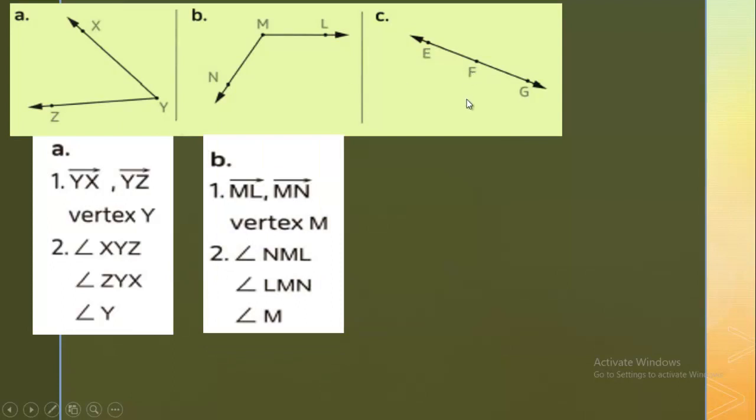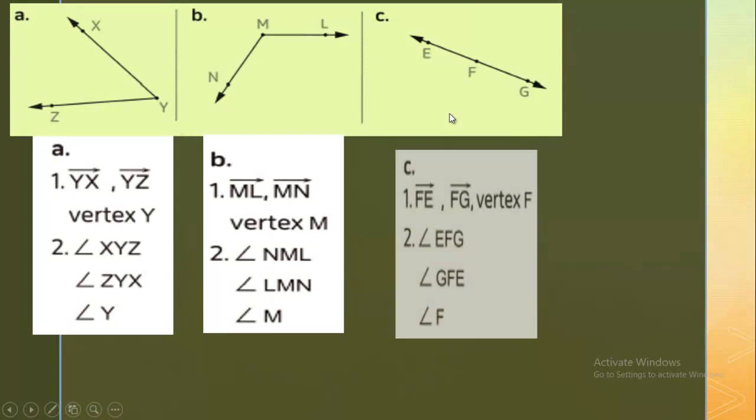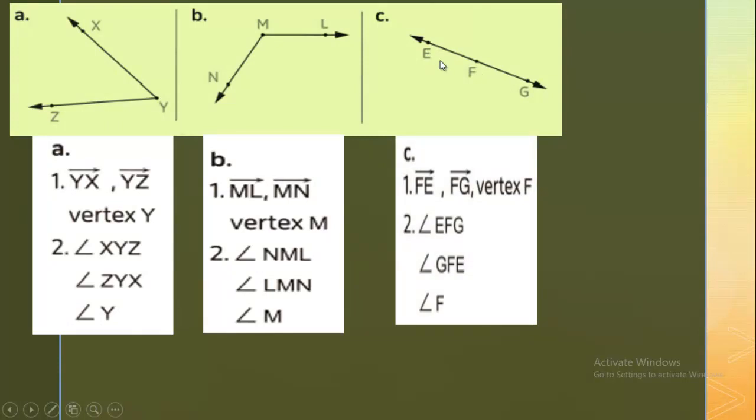Number C, this angle is a straight angle. Excellent. This straight angle we can call angle F, and we have two rays here, FG ray and FE ray. We can call it angle GFE or angle EFG.